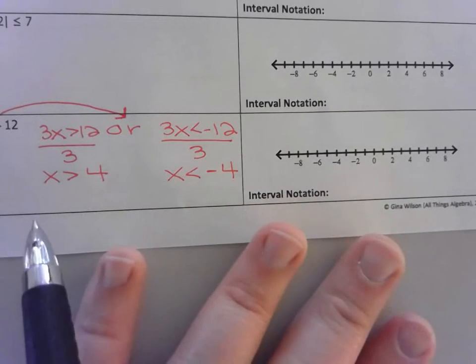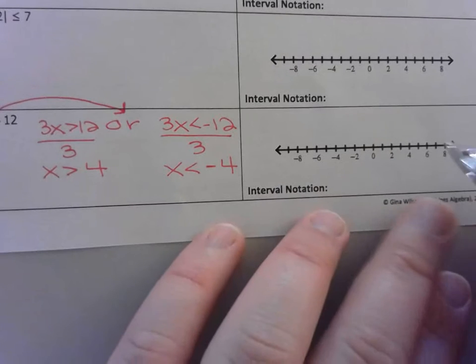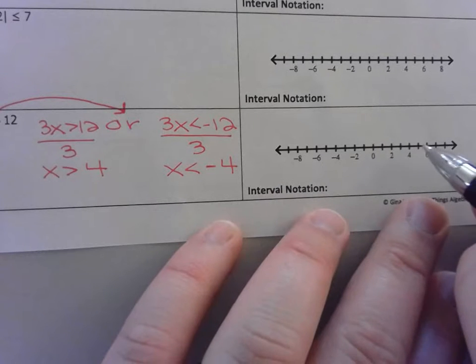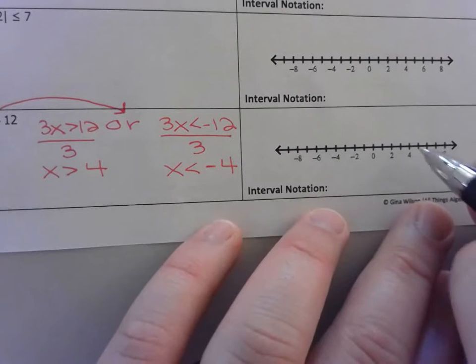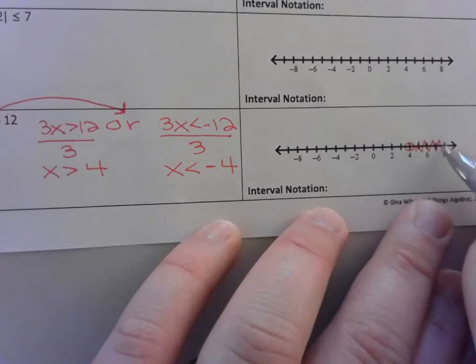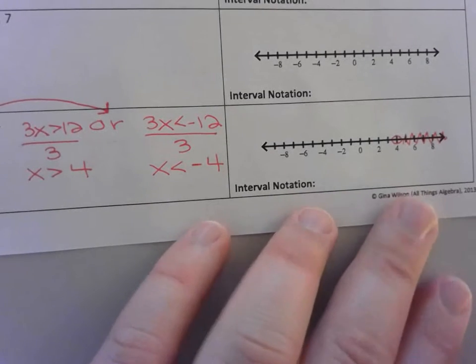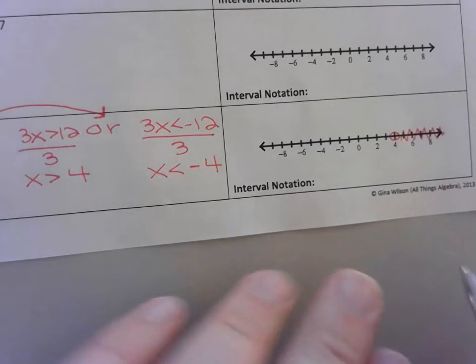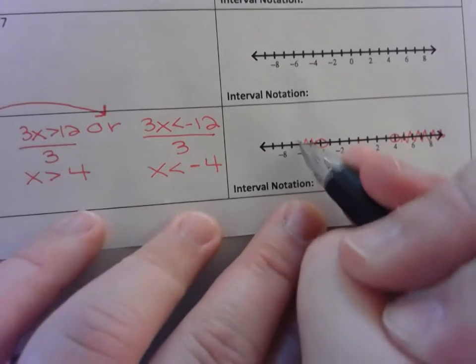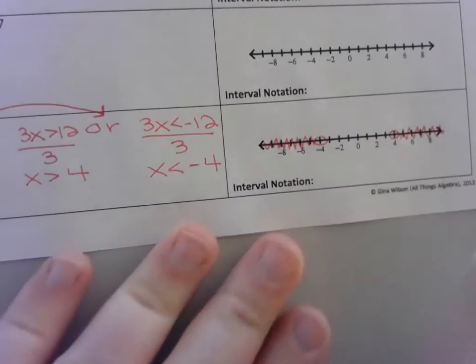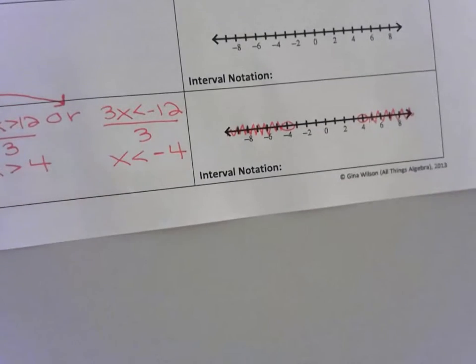Let's graph these. How do I graph x is greater than 4? Open at 4. Shade to the right. How do I graph x is less than negative 4? Open at negative 4, shade to the left. This is or, so I'm expecting them to go in opposite directions.